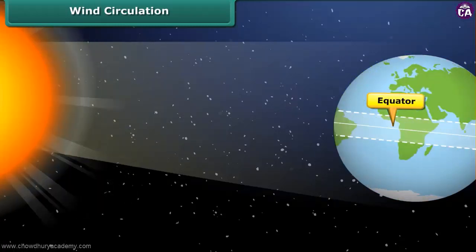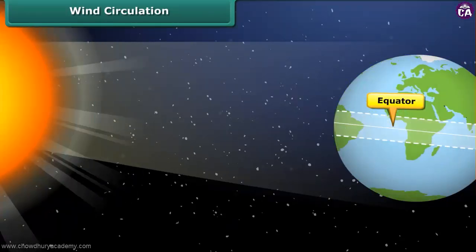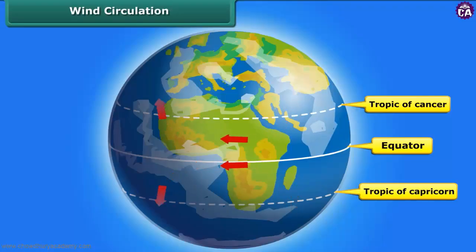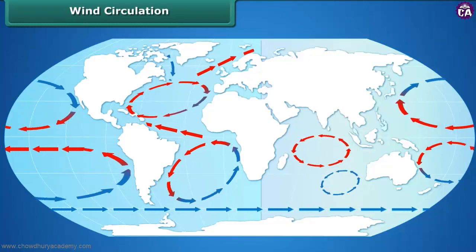The equator is the region which receives maximum heat from the sun than the polar regions. The air in these regions gets warm. The warmer air rises up and the colder air coming from the polar regions moves in to fill the empty space. This is how wind circulation is set up from the poles to the warmer latitudes.